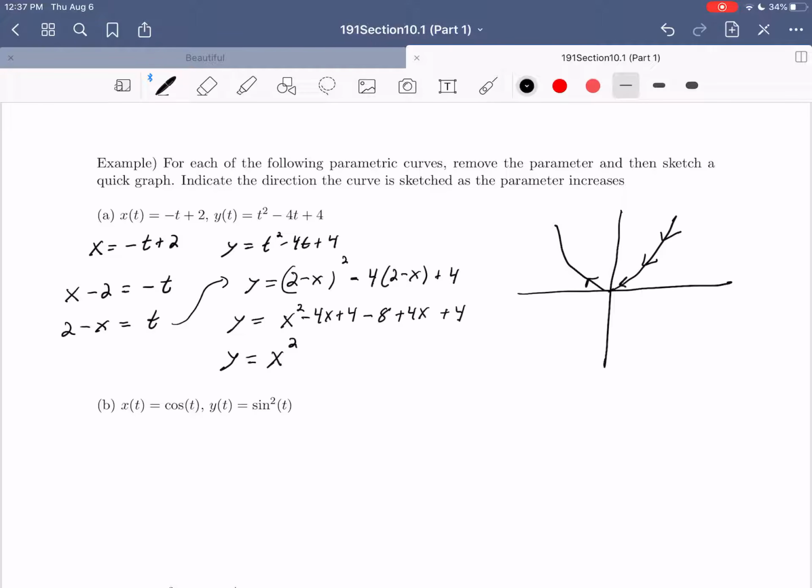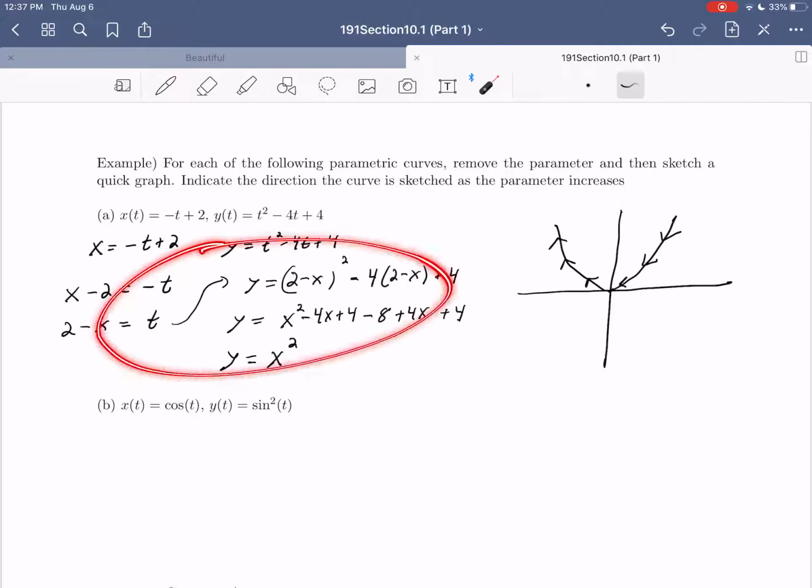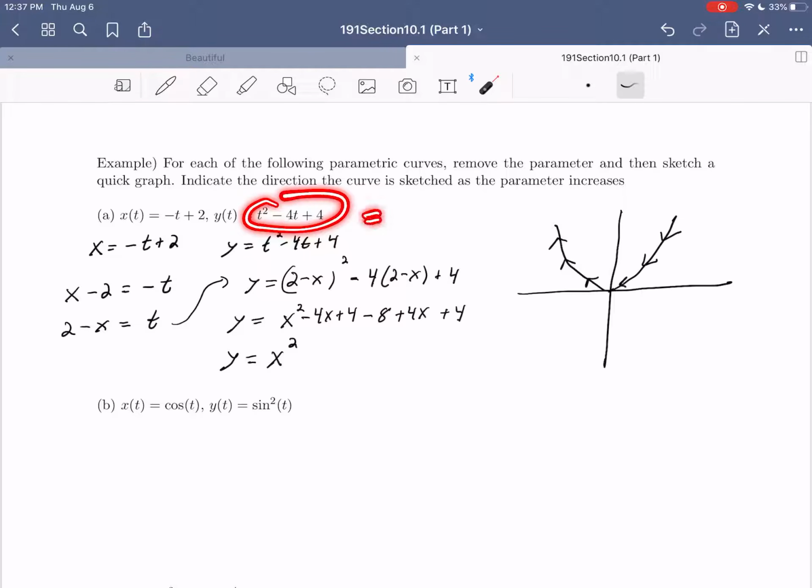So this gives us a parameterization of the standard parabola where you trace that parabola out going right to left. And the reason for that, again, is because x is negative t plus 2. So the larger t is, the more and more negative x is, the more and more you are to the left. So we're tracing out this graph like that. Was there a different way to remove the parameter here? Well, actually there was. If you look back at this thing here and you recognize that t squared minus 4t plus 4 is a perfect square, you could have just rewritten this as (t minus 2) squared.